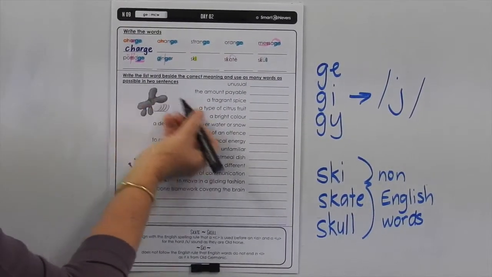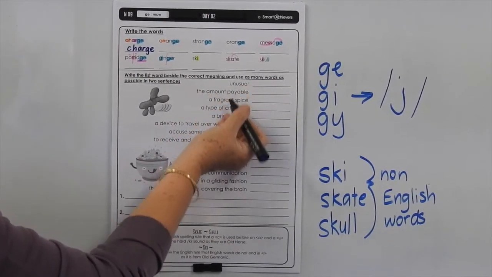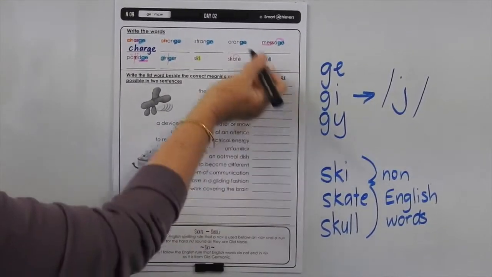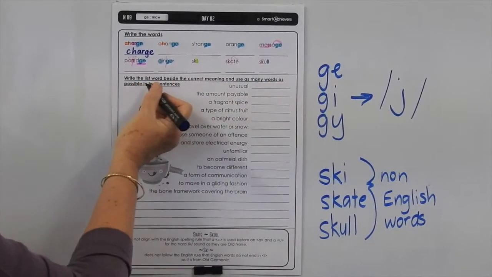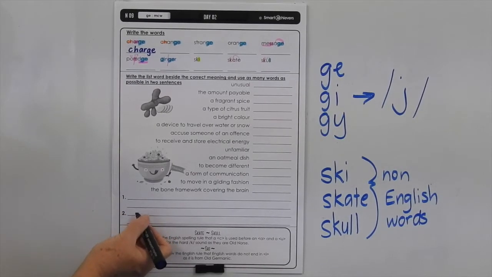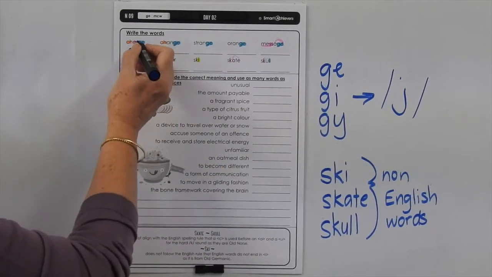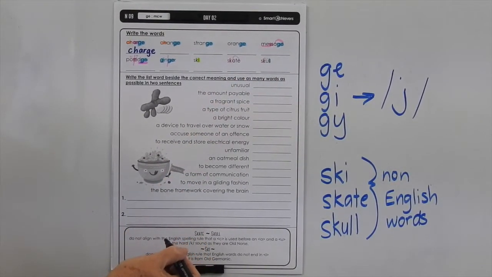Then down here it's quite straightforward. Write the list word beside the correct meaning. Here are the meanings. You have to write the list word from up here next to them and use as many words as possible in 2 sentences. So we've left you space down here to write 2 sentences, and we want you to put as many of these words as you can in those sentences.